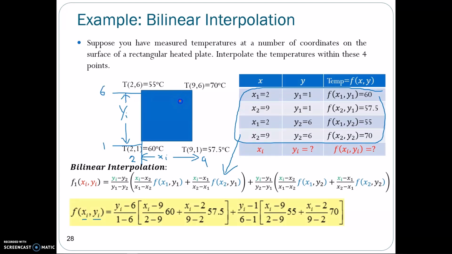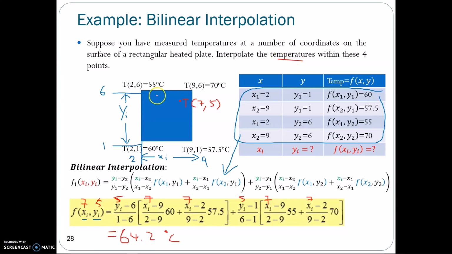If you want to find the temperature at this point, which is 7 in the x-axis, 5 in the y-axis, then in this case your xi is equal to 7 and yi is equal to 5. Substitute inside the formula and compute. You should obtain this answer.